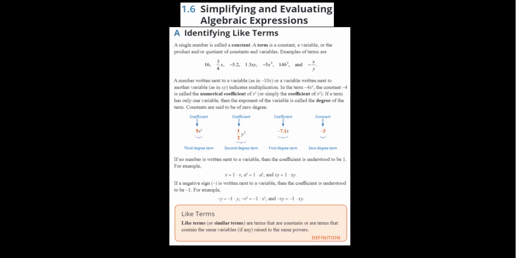Alrighty. So from the top, a single number is called a constant, right? Just a number by itself is called a constant. A term is a constant, a variable, or a product and/or quotient of constants and variables. So a term is just basically a thing, right? Just a thing written in mathematics.